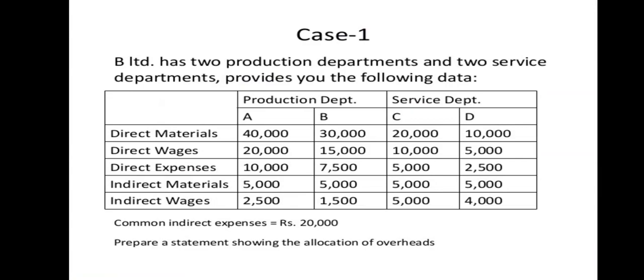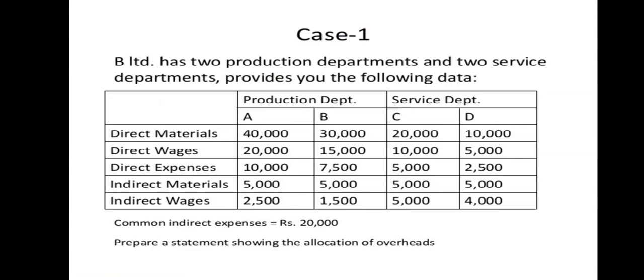Indirect materials for production departments A and B are 5,000 and 5,000. Indirect materials for service departments C and D are 5,000 and 5,000. Now, production departments' indirect wages: department A 2,500 and department B 1,500. For service departments, indirect wages are 5,000 for department C and 4,000 for department D. This was the information.